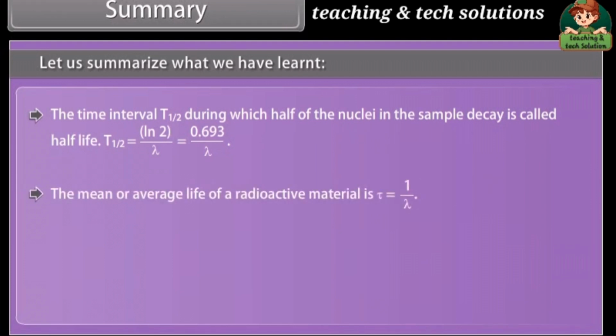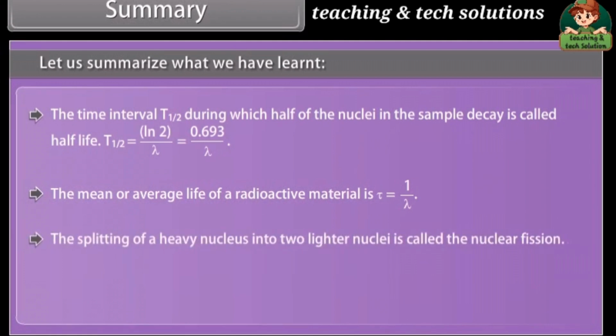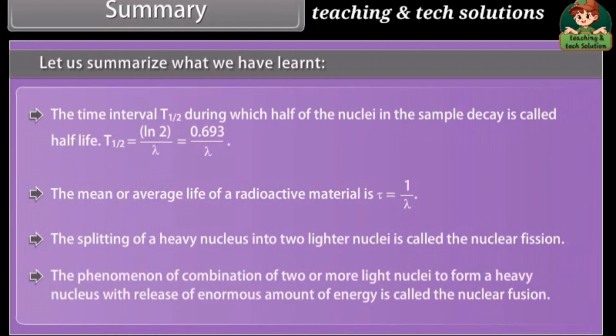The mean or average life of a radioactive material is also defined. The splitting of a heavy nucleus into two lighter nuclei is called the nuclear fission. The phenomenon of combination of two or more light nuclei to form a heavy nucleus with release of enormous amount of energy is called the nuclear fusion.